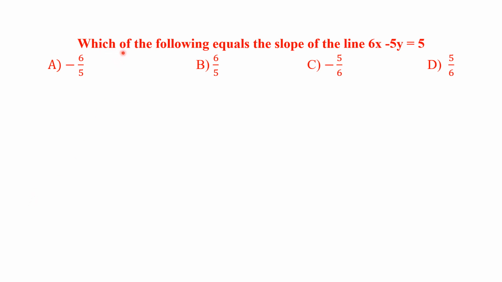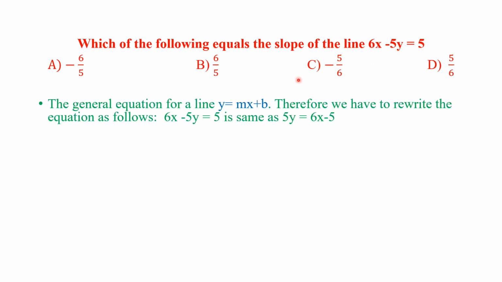Which of the following equals the slope of the line 6x minus 5y equal to 5? The general equation for a line or a linear function is y equal to mx plus b, where m is the slope and b is a constant. Therefore, we have to rewrite the equation as follows.